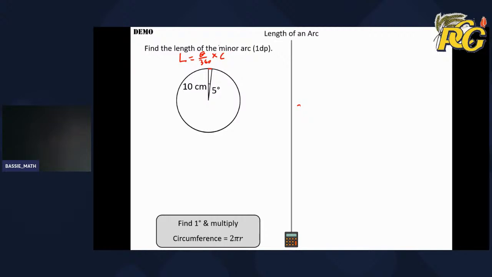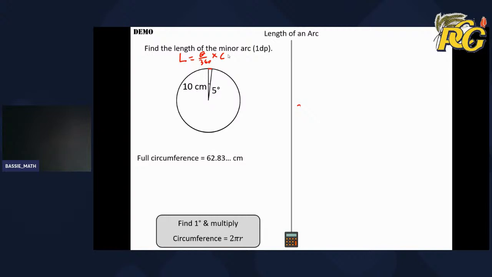Or you can do the circumference times theta over 360. Or you can do it in whichever manner you saw me do it a while ago. So the first thing is to find 1 degree and then you multiply it by the circumference. So that's why you had the 80 over 360 instead of the 1 over 360 and so on.